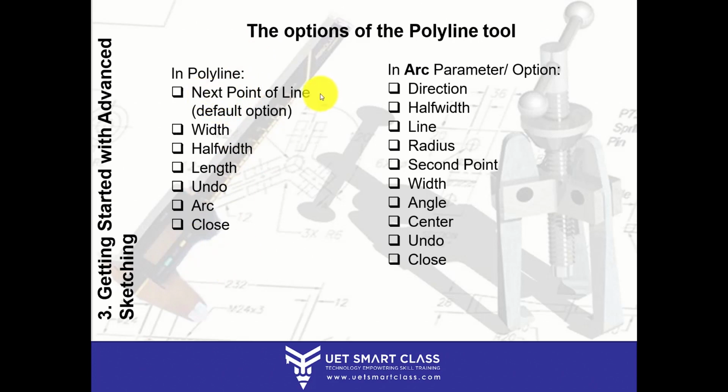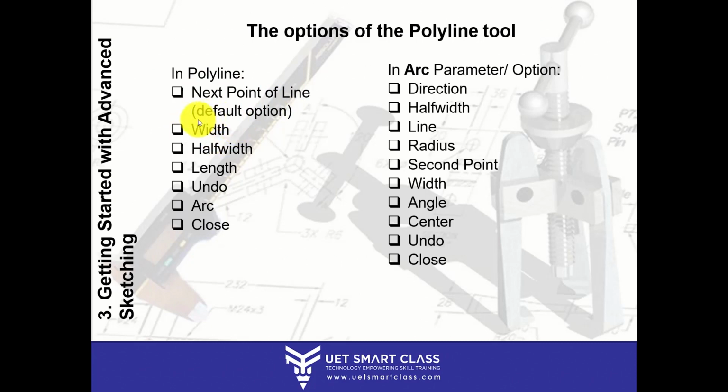First is next point of line. That is the default option. If you have clicked on the first point on your screen, then wherever you click the second point on your screen, that will be the segment. Or you specify through coordinate system. So that is a simple way.